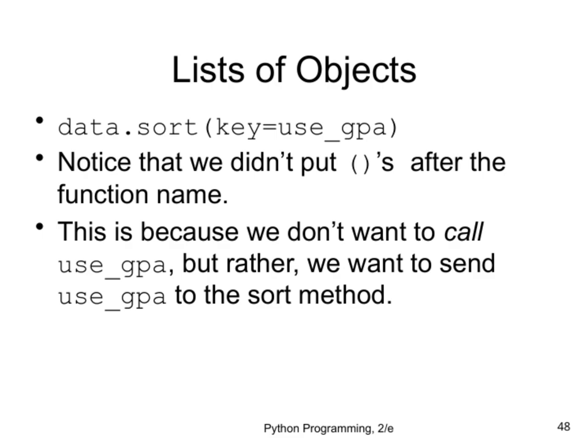Remember, if we put parentheses, it would execute useGPA immediately and send its result, which isn't what we want here. This concept is fundamental when working with functions as arguments, passing the function itself, not calling it. It's a common pattern in Python for customizing how sorting or other operations work on complex data structures.